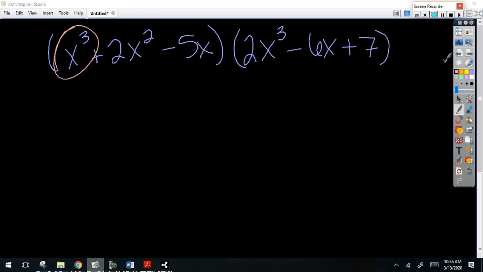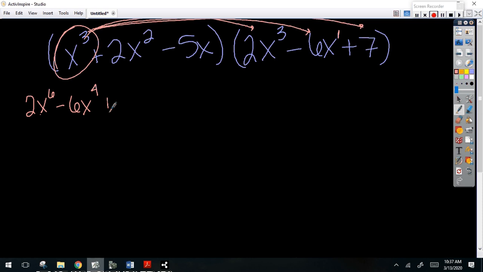All right, every term in the first parentheses has to multiply to every term in the second parentheses. Right. So start with the first one, 2x to the 6th. Then it'd be plus 2x to the 2nd. Hold on, because 6x is 6x to the first, so it's 3 and 1, which is 4. Plus 7x. That's the first term to everything in the second parentheses.